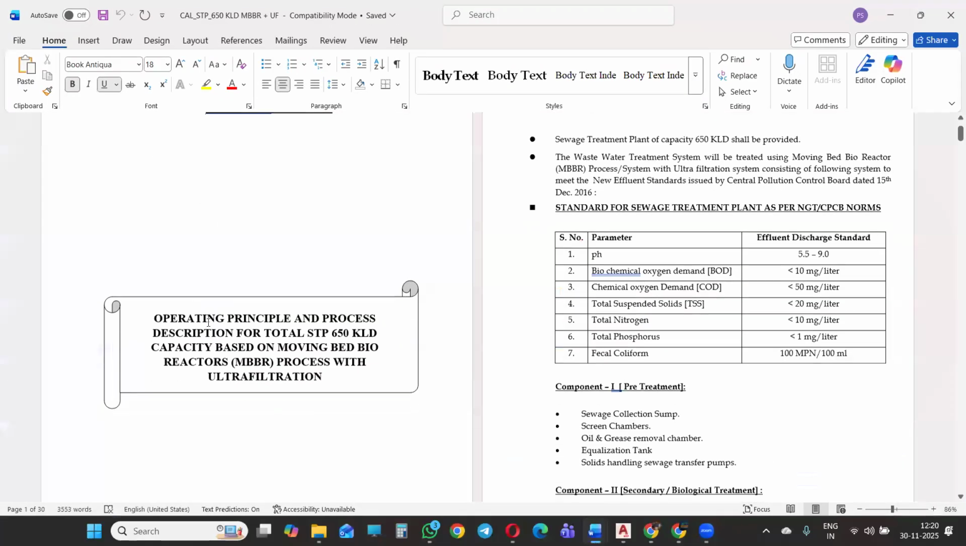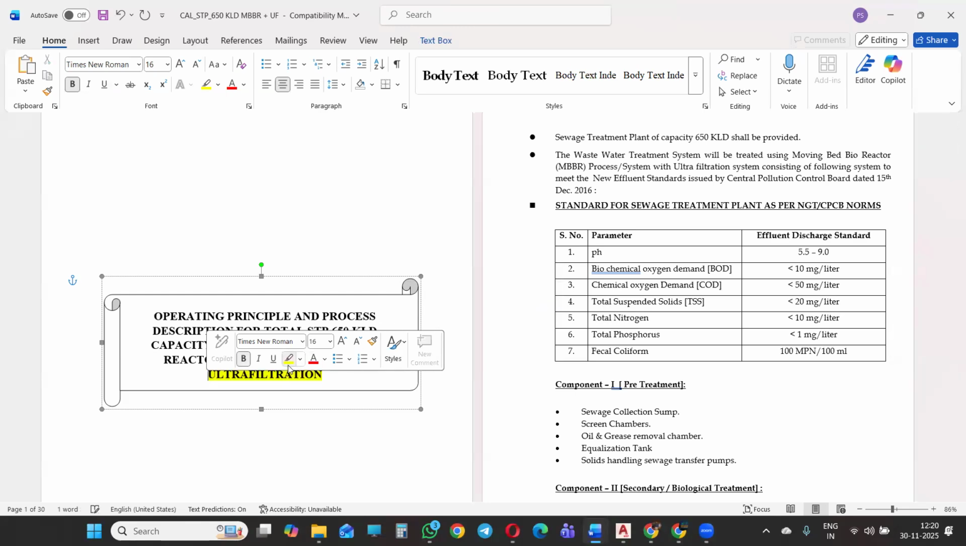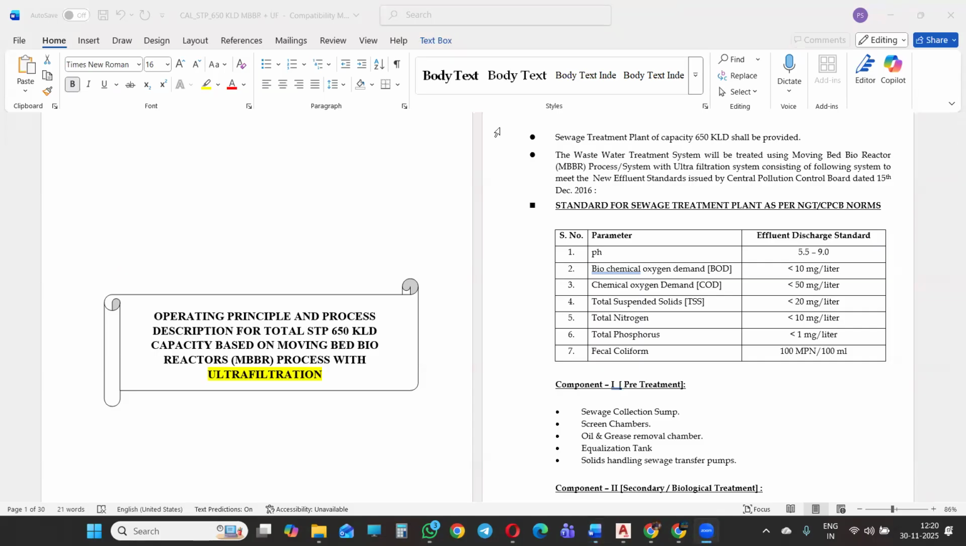If you see, there is one project for a 6 KLD STP, right? But here I have written one word: ultrafiltration. Can anyone tell me what is ultrafiltration? Ultrafiltration, in which the output of this STP, MBBR process, is going to the ultrafiltration, and this water will be used in flushing. No, it is only for 10% you are telling, not 100%. Ultrafiltration is used where the acidity value is going to increase.